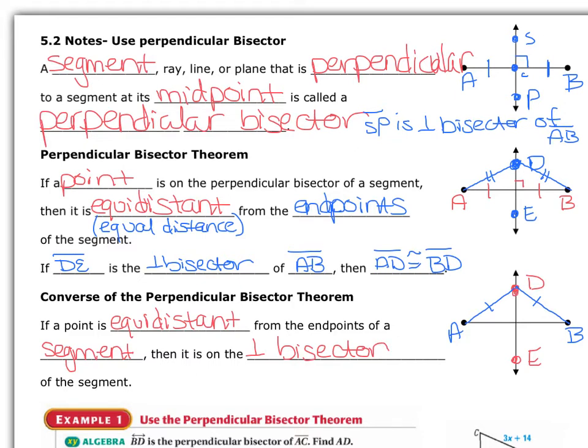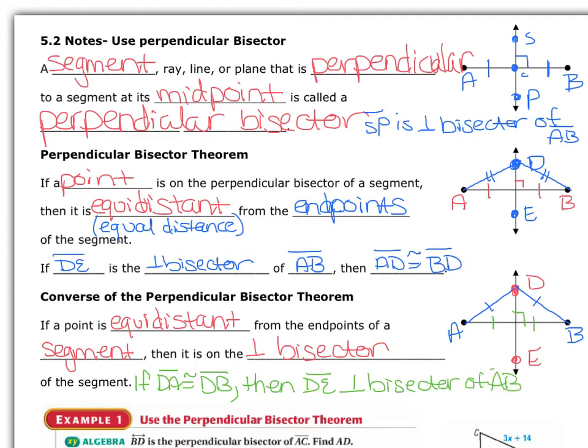So if you know that DE is indeed the perpendicular bisector, then you know it's equidistant to the endpoints, and vice versa. If you know it's equidistant to the endpoints, then it is okay for you to conclude that DE is indeed the perpendicular bisector. So if you know that DA is congruent to DB, then we know that DE is the perpendicular bisector of segment AB. So that's basically the definition and some theorems behind it.